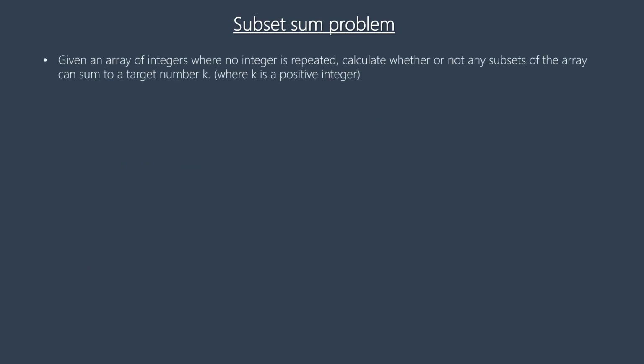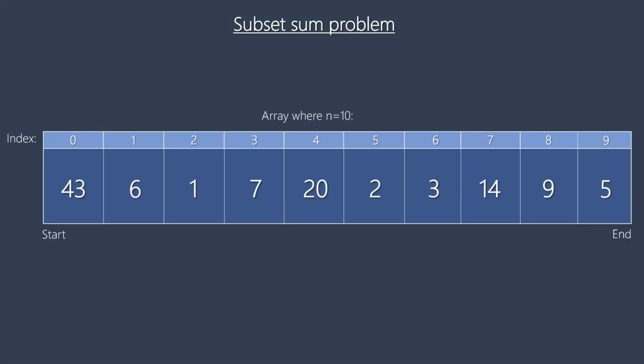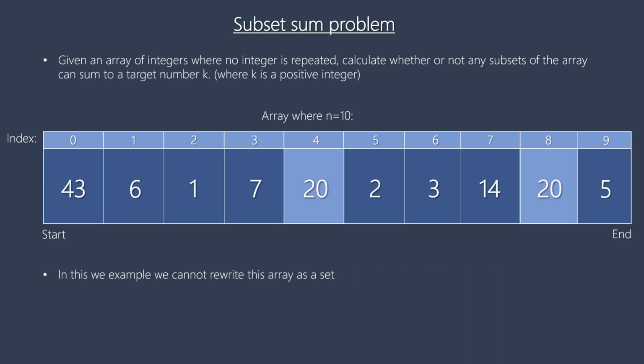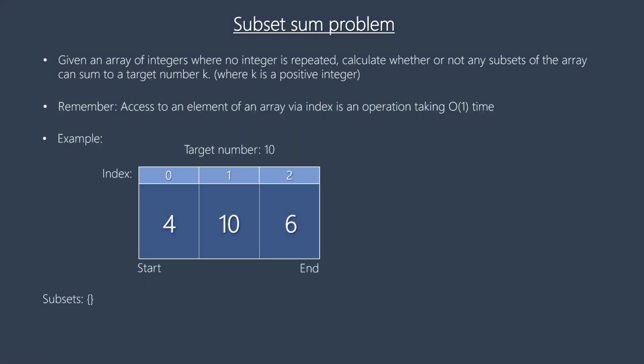This brings us to the subset sum problem, where given an array of integers where no integer is repeated, calculate whether or not any subsets of the array can sum to a target number k, where k is a positive integer. A set is essentially an array of numbers such that there are no repeated elements. So for example, we can't have more than one element containing the number 20. Here's an example of how this problem will work on a set of size 3.